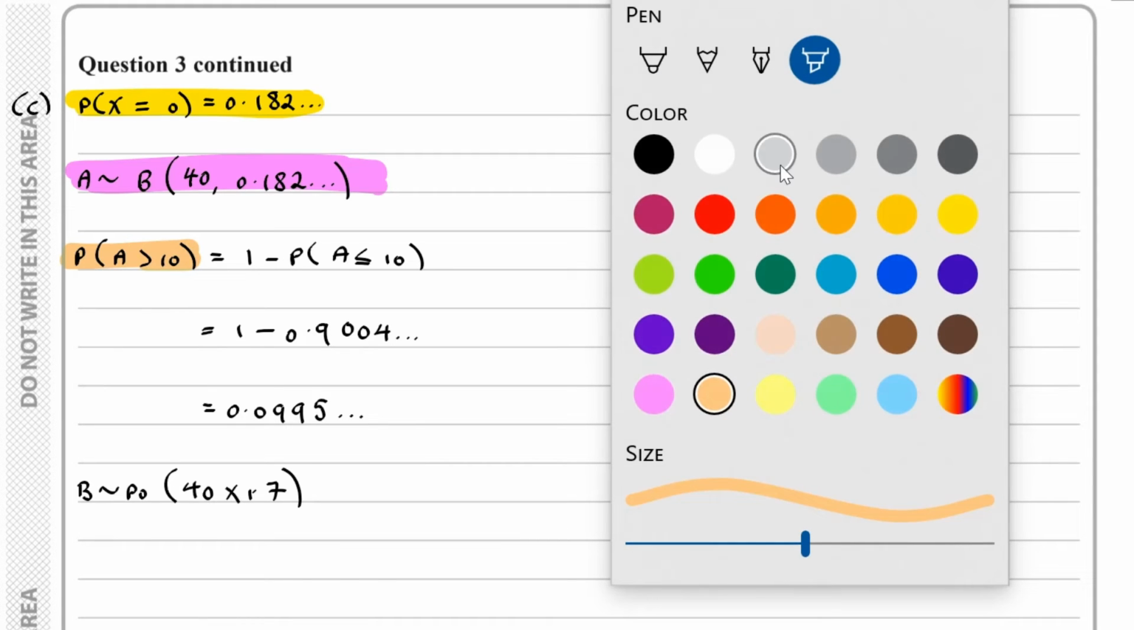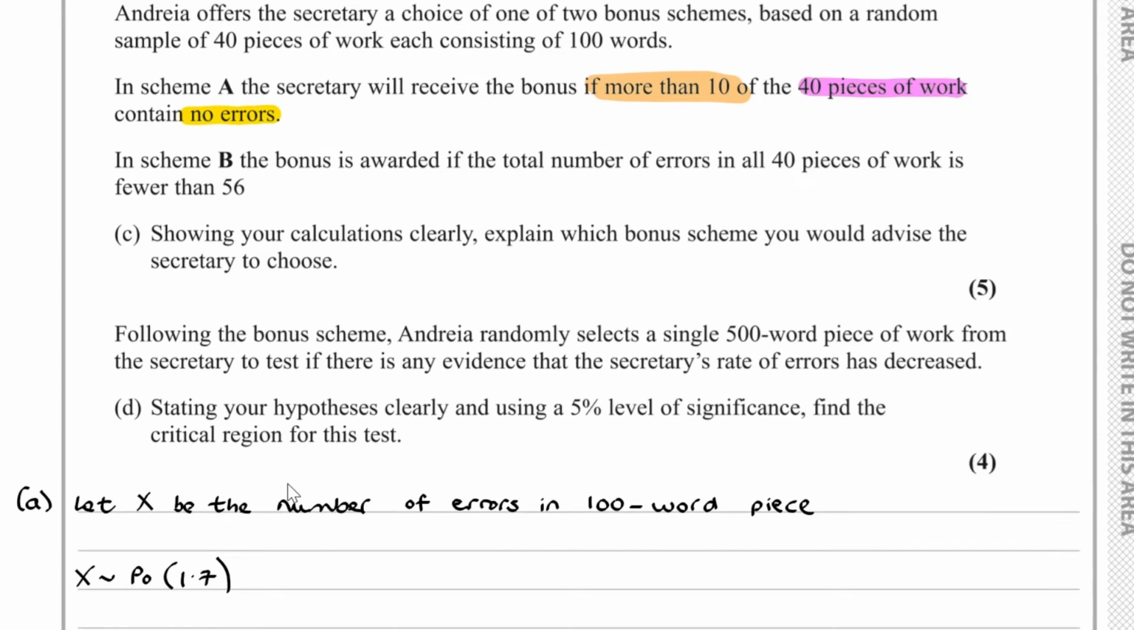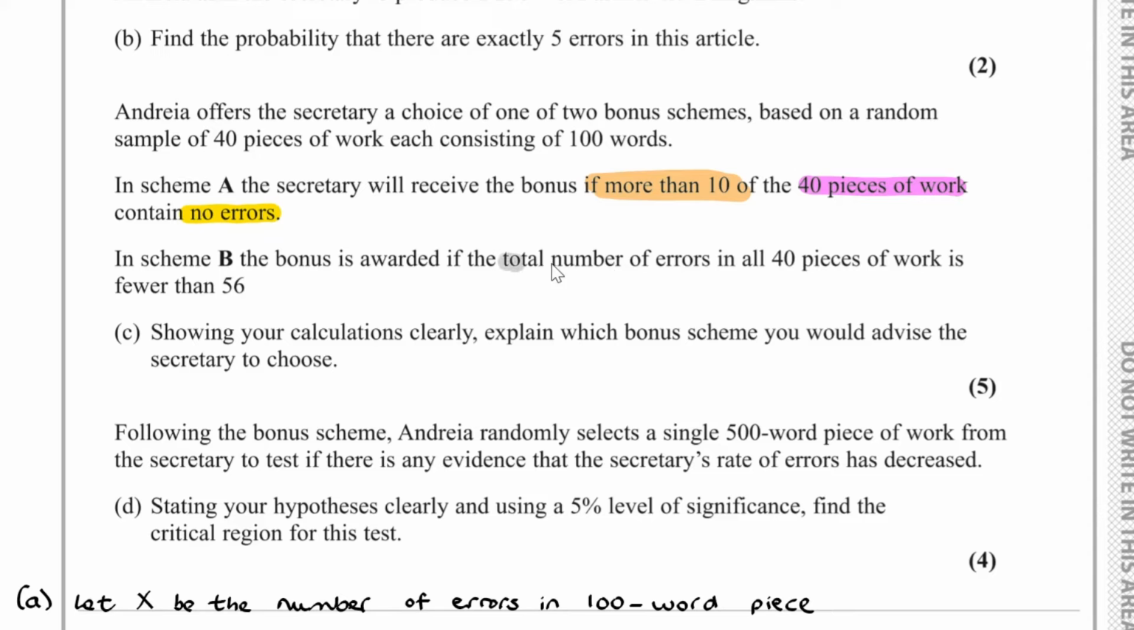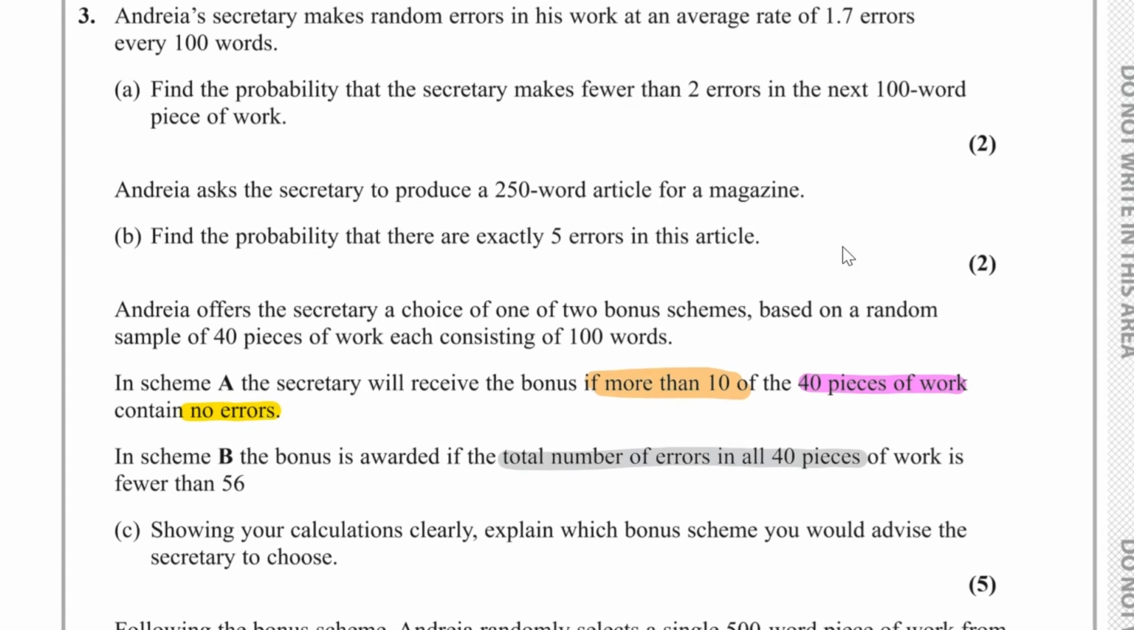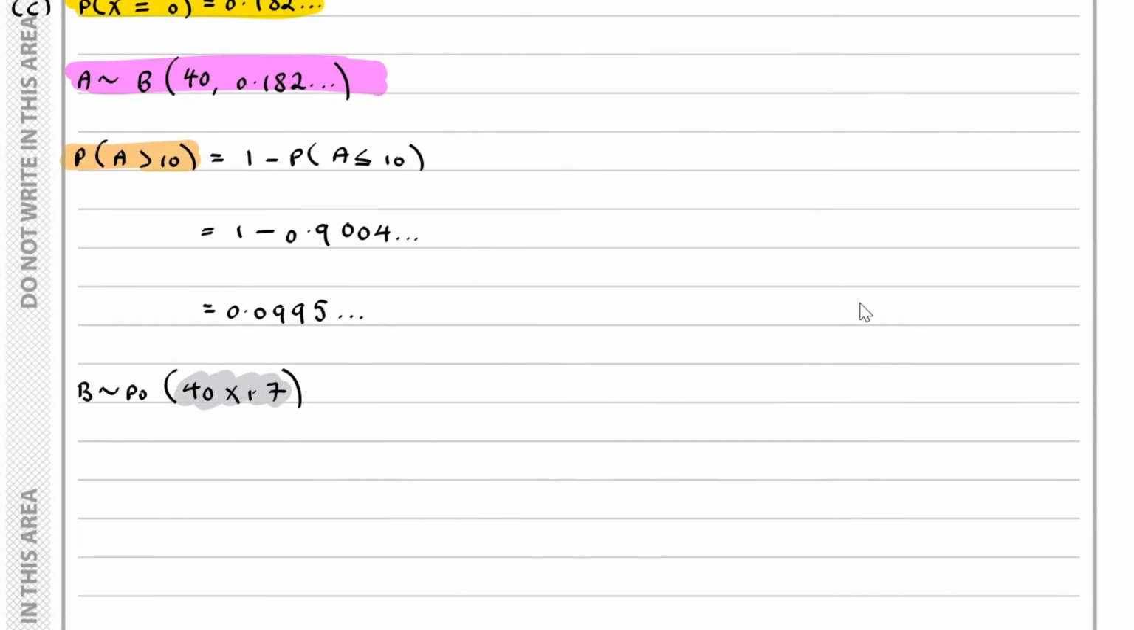Okay, so let's just get a different color to highlight this. So here we multiply 1.7 by 40 because we're looking at the total number of errors in all 40 pieces. Remember, in one piece the error rate was 1.7. So what we have here then is B, which has a Poisson distribution with parameter 40 times 1.7, that's 68. So we're looking at the probability that B is less than 56.